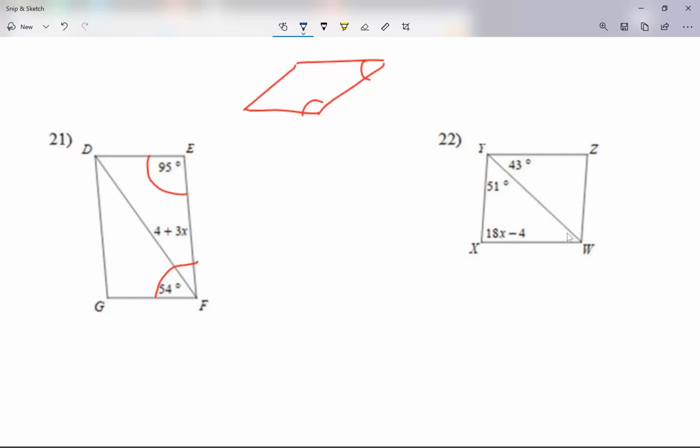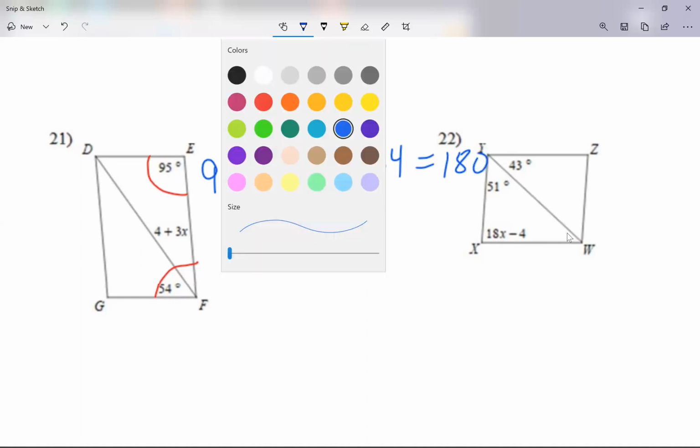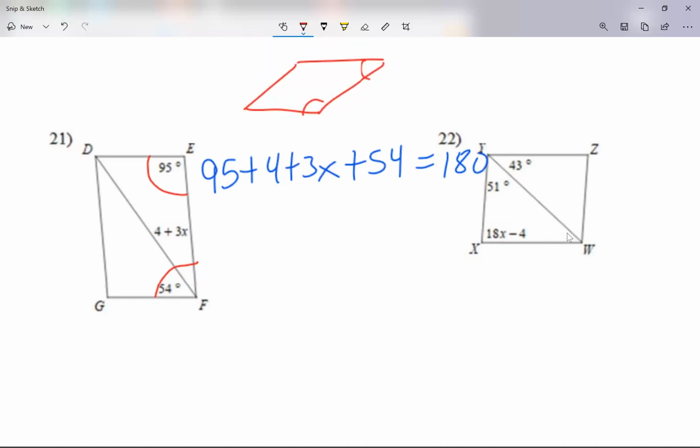So I'm going to go 95 plus 4 plus 3x plus 54. And all of this is equal to 180. Okay. I know that I have to separate my sides with the equal sign so I don't get confused. On the left side of the equal sign, there's a bunch of things. So let me combine and condense it.